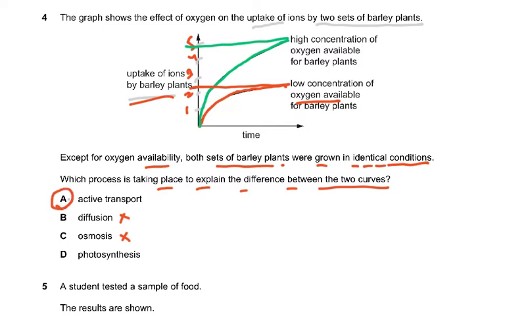Active transport is against the concentration gradient, and it requires energy, and energy is produced by either aerobic respiration or anaerobic respiration. But here, because oxygen availability is what we're talking about, that means it is aerobic respiration. So the answer to 4 was A, active transport. What process is taking place to explain the difference between the two curves? More oxygen means more respiration, more energy release, more active transport.